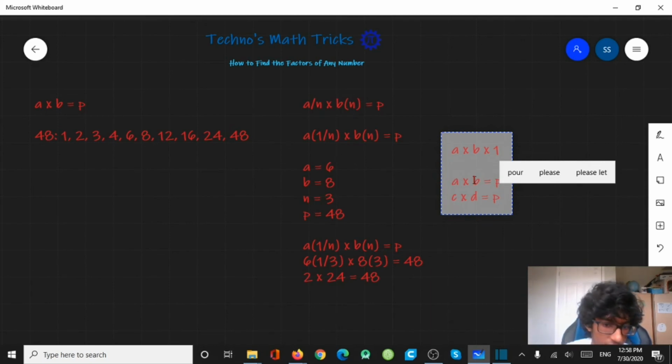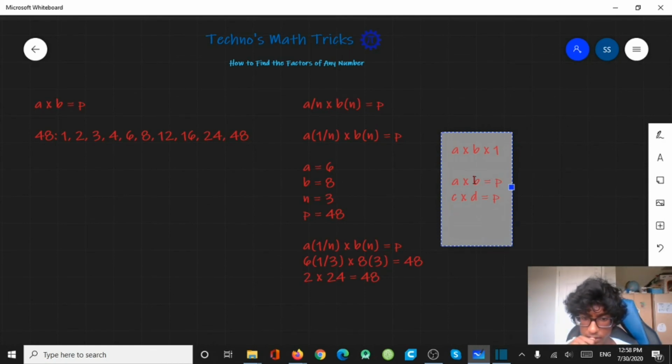If you don't know any factor pairs, you could always just use 1 times that number to start with. That's always a factor pair. And yeah, that's pretty much it. Feel free to try this out and see if this works with any number. Try to challenge it, and I assure you that it will work with that number.